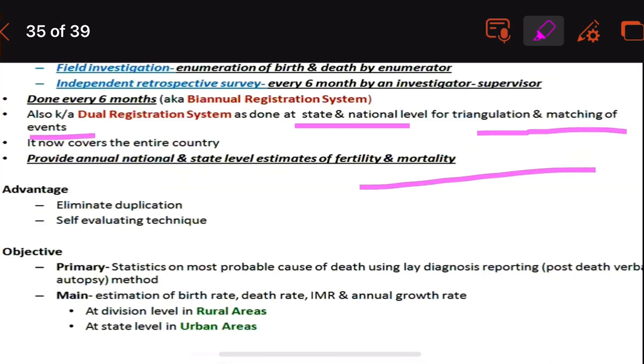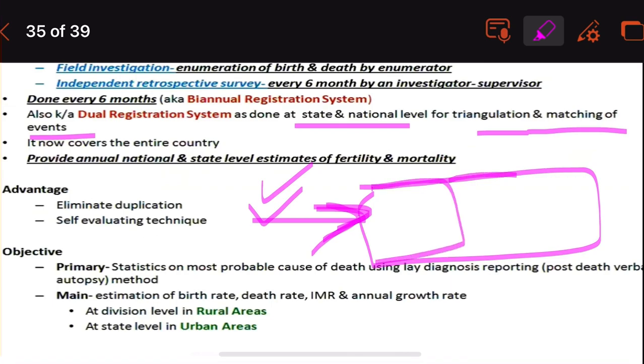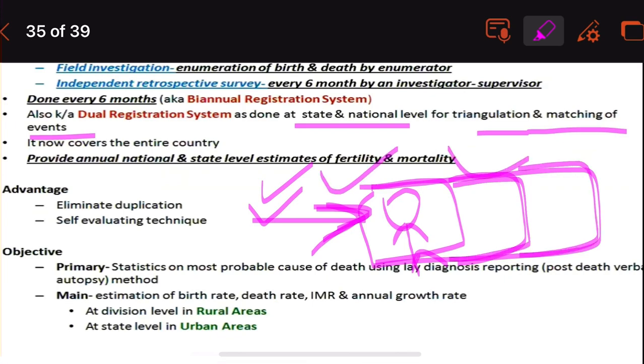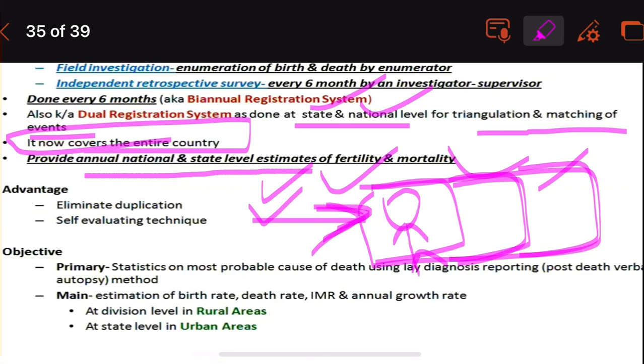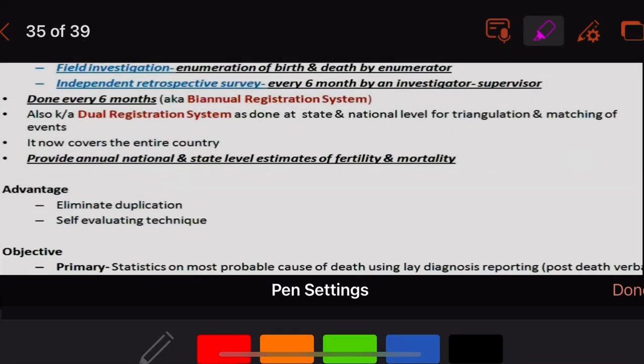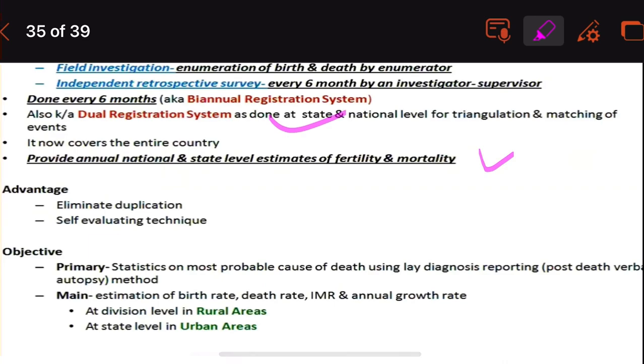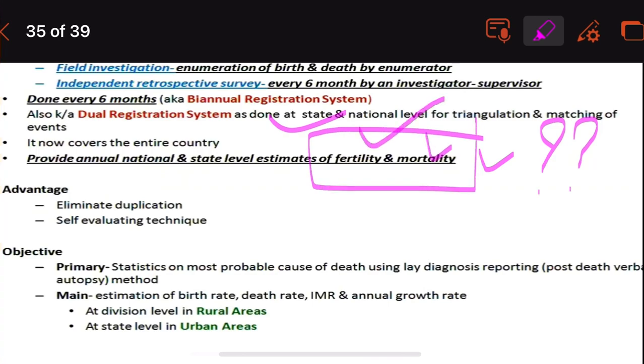First, field investigations will be done. Then we go and re-verify the information or data collected, by individual retrospective studies. It now covers the entire country because it is done at both state and national level. It provides the annual national and state level estimates of fertility and mortality. What information are they estimating? They are estimating fertility as well as mortality: the birth rates, and mortality, which is nothing but the death rate.